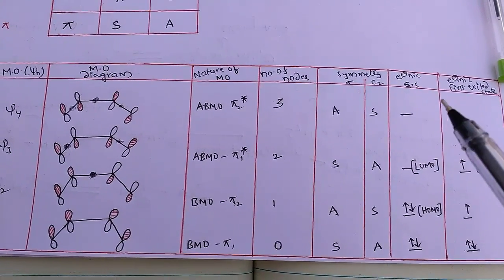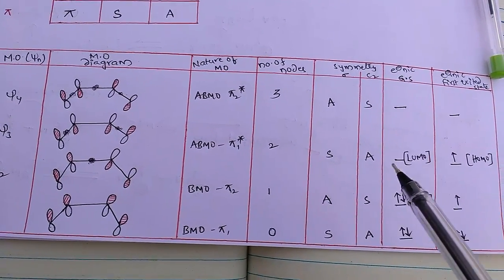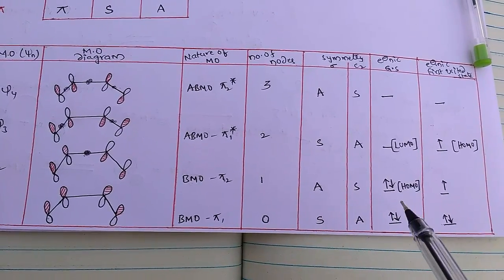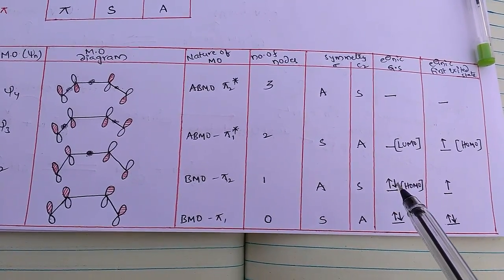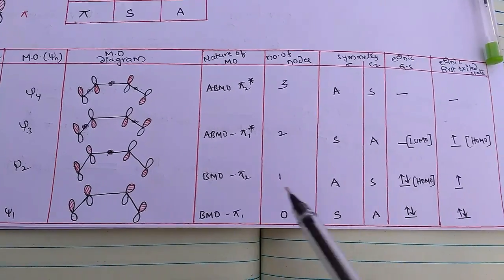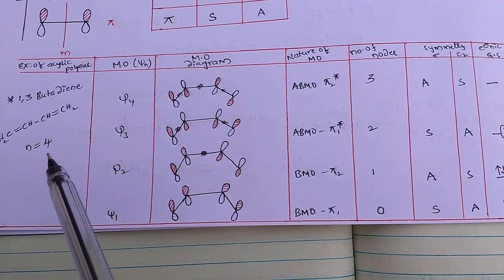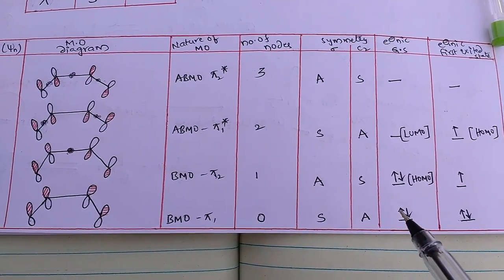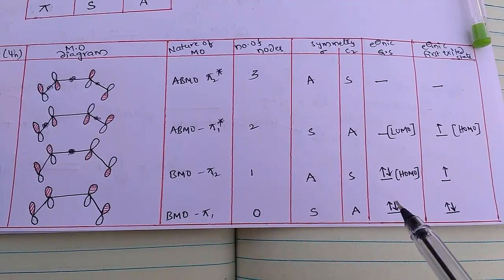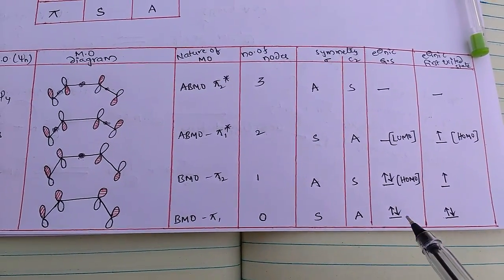Okay, next, the electronic ground state of 1,3-butadiene. In the ground state, the pairing of electrons takes place. So we have the 4 states, that means psi1, psi2, psi3, psi4. That's why we have 4 states, and the number n is equal to 4. So in the ground state we can observe 4 electrons in two states, and those are in bonding molecular orbitals.